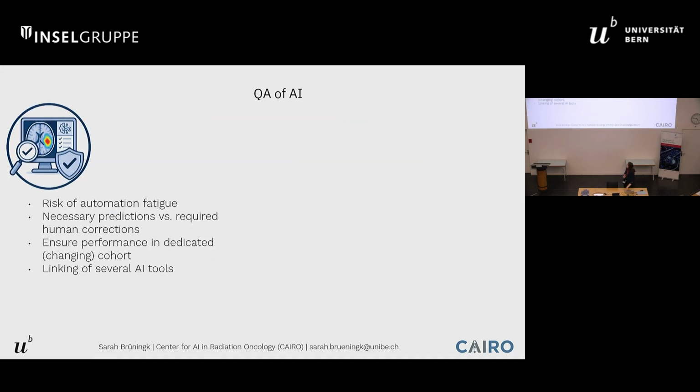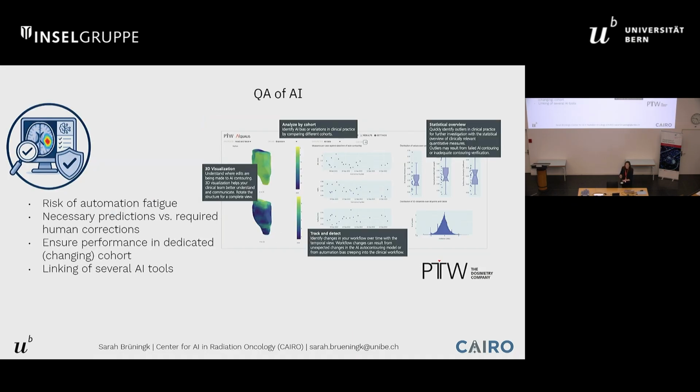I will take 30 more seconds for my last slide because I think this is important and was not really addressed yet. This is about the QA of these AI tools. I mentioned we already have AI tools in the clinic, and so we also need to consistently ensure that they still do what they were trained to do. We need to ensure that they still generalize well, and also that our users still interact correctly with them.